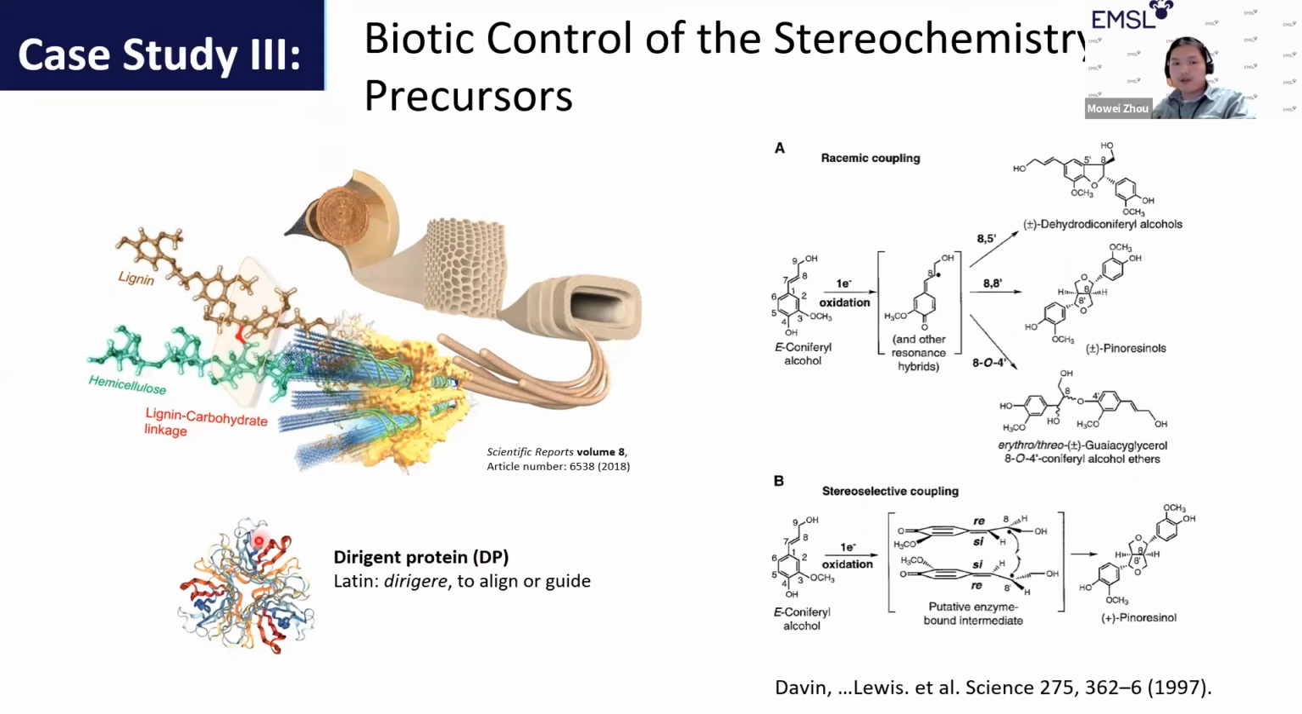What's interesting is that the dirigent protein can regulate the stereochemistry of coupling of phenolic compounds. It was able to control the stereochemistry of the product of coniferyl alcohol when it dimerizes after treatment with an oxidase. If you don't have this enzyme present, you get a racemic mixture of the products. But if you have the enzyme present, you have very selective stereochemistry of the product.